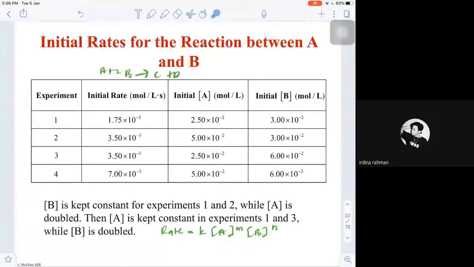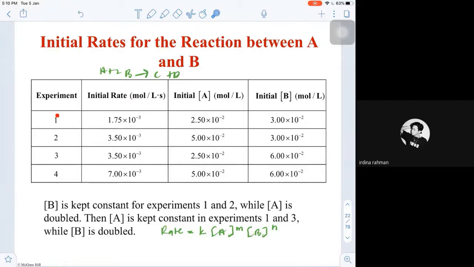Okay, so if you want to know what is the M value, or what is the order for A, we have to choose two series of experiments with the same concentration of B. Nak tahu berapa M value, what is the order for A, we have to choose two series of experiments with the same concentration of B.